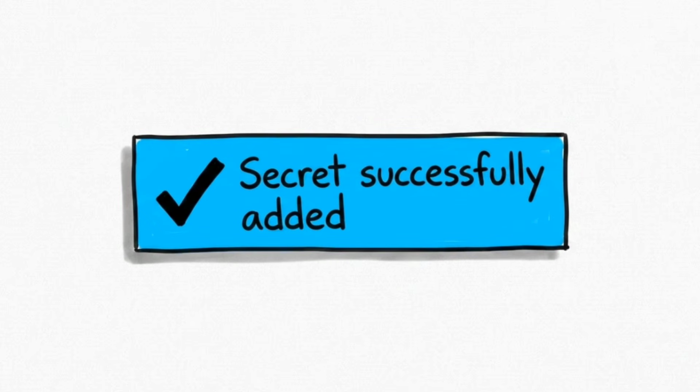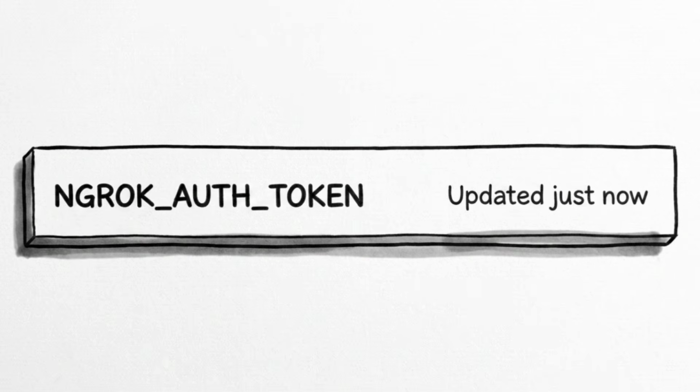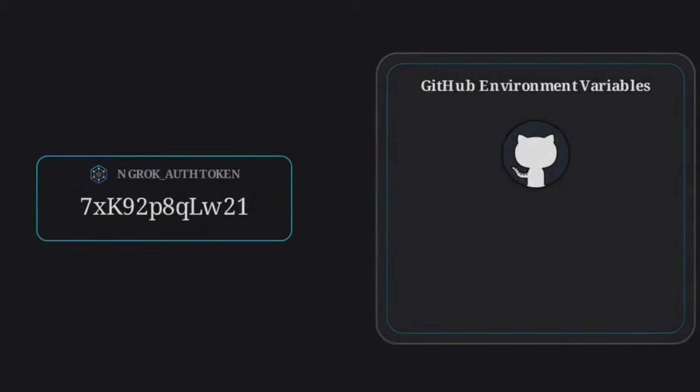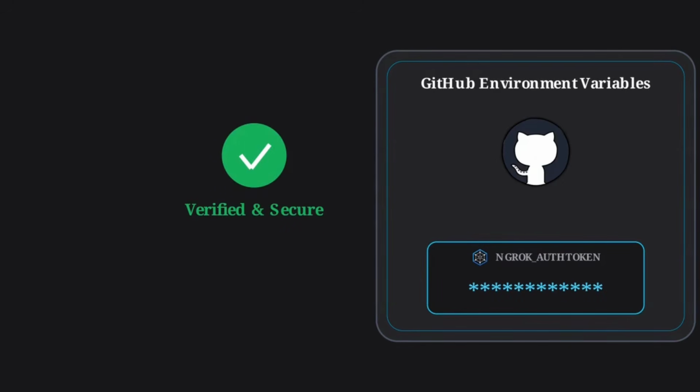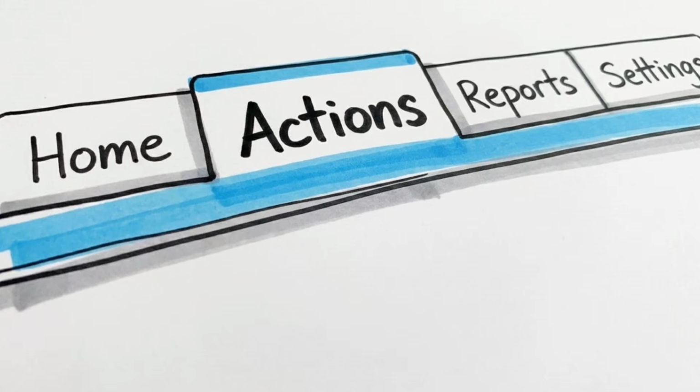Click Add Secret. You will know it worked when you see a green confirmation checkmark and the secret listed on the settings page. Storing this token as an encrypted environment variable rather than plain text protects your account and keeps GitHub's automated security systems from flagging your setup.